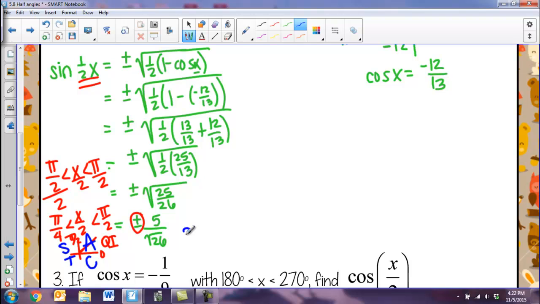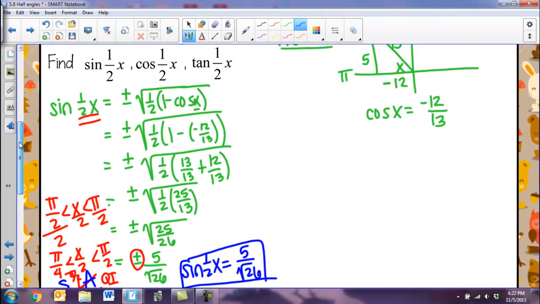So my final answer for the sine of 1/2 x is going to be the positive version of 5 over the root 26. So again, you have to think about with that domain restriction, what does it do to my half angle as well? Where would that put my half of my angle? This one happened to still be in quadrant 1. We'll see what happens when we change that up a little bit.